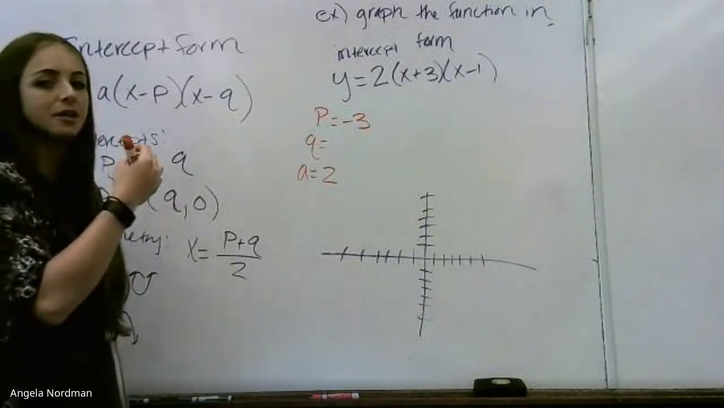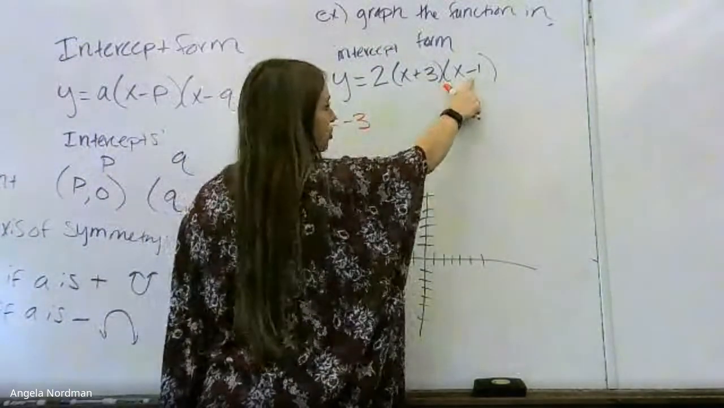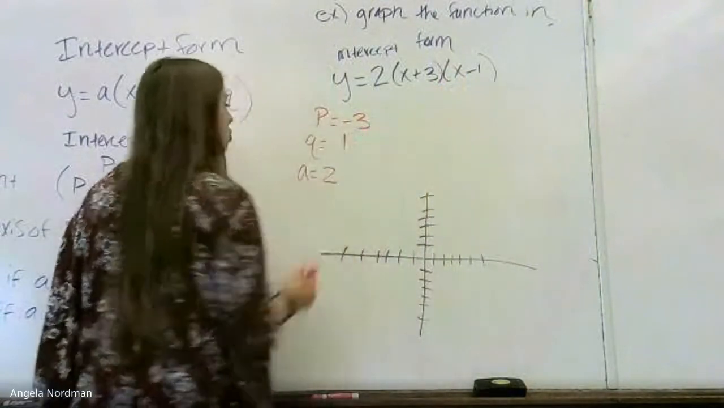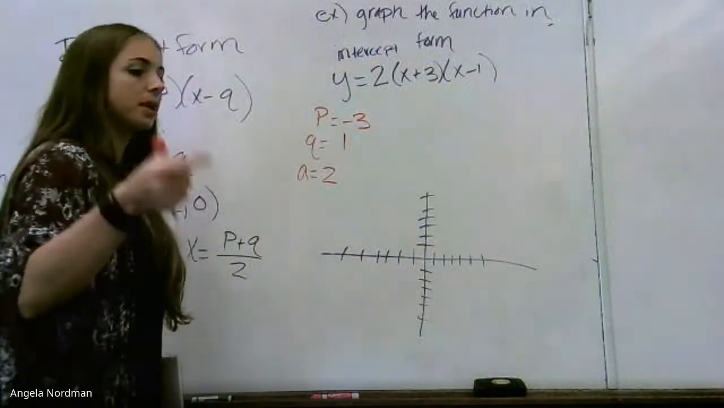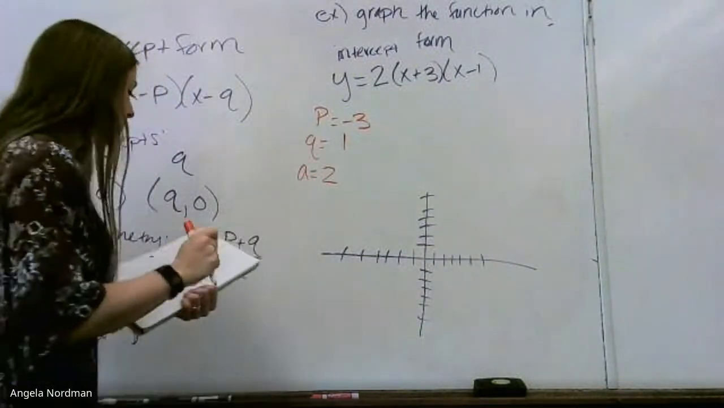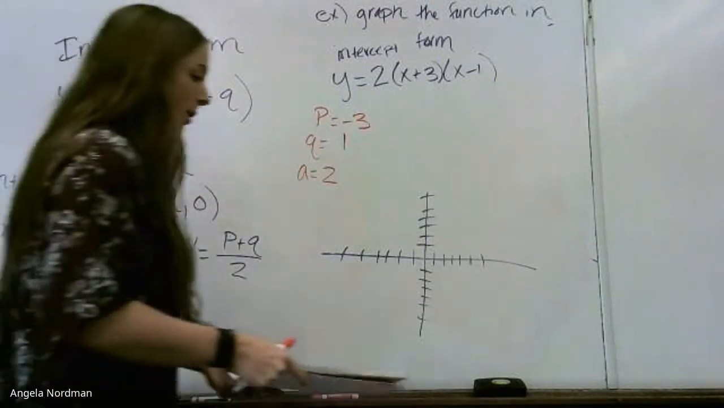Second set of parentheses is x minus q. Again, it's a minus. So just like h and just like p, for q, I also take the opposite of what I'm seeing. So I'm seeing a negative 1, so that means q is a positive 1. The 3 things you take the opposite of are p, q, and h. What do I do with this information? I can find my intercepts.